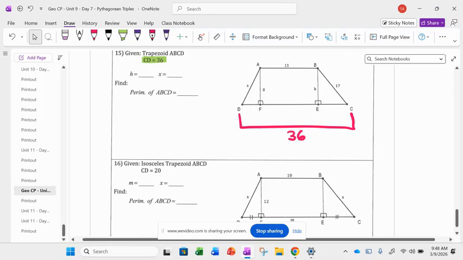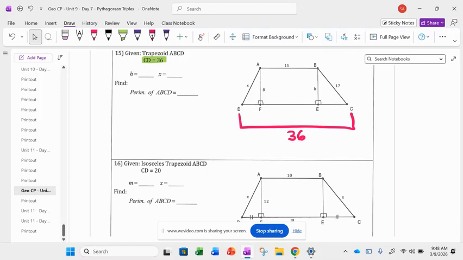Okay, now we've talked about this. We've talked about this before. When you have a trapezoid and we draw down these altitudes, what shape is in the middle? What shape is it? A rectangle. When you have a trapezoid and you draw down those altitudes, you end up with a rectangle in the middle.